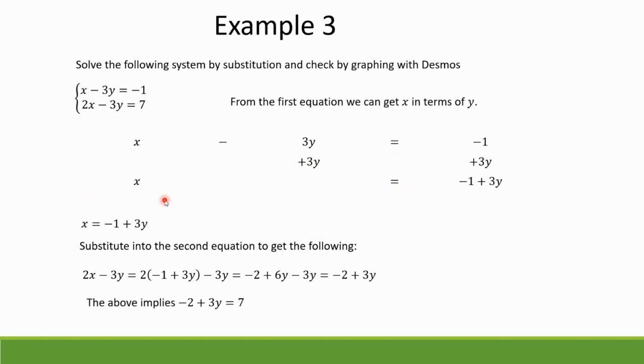So what do I do next? Well, we know what x is in terms of y. So we substitute, right? We substitute into the second equation. We have 2x minus 3y is 2 times (-1 plus 3y) minus 3y. Okay, that's what we did. And then when you distribute, you get -2 plus 6y minus 3y, which is -2 plus 3y. Now, this was the second equation, so this is all equal to 7.